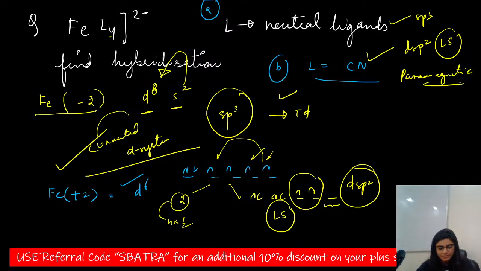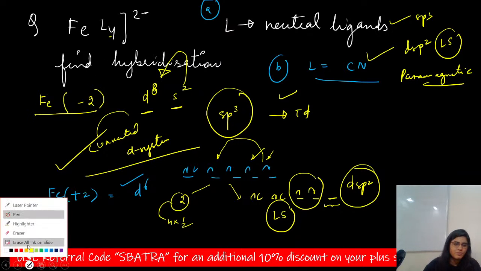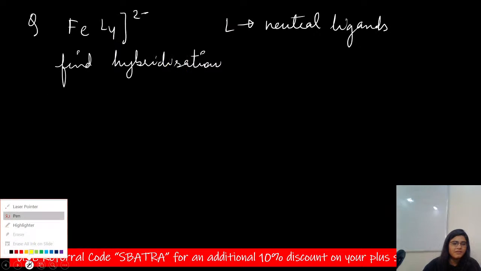Is this question clear to all of you? Any doubts over here? In case of neutral ligands the hybridization is sp3, and in case of cyanide ligands the hybridization is dsp2. That is how we have to do this question. What if I take neutral ligands? Let's refine this question.